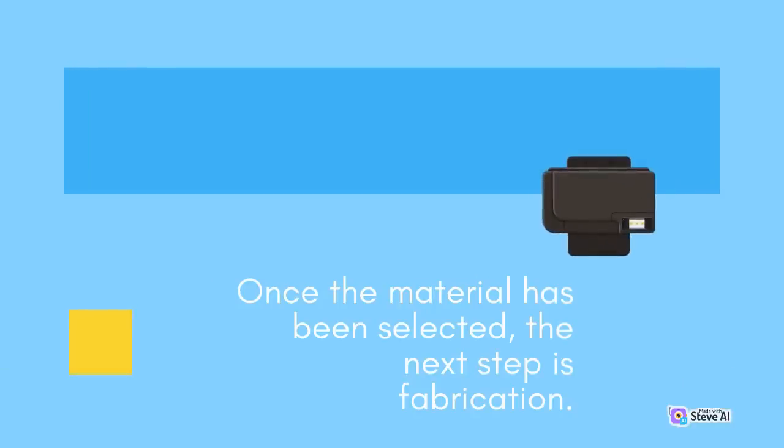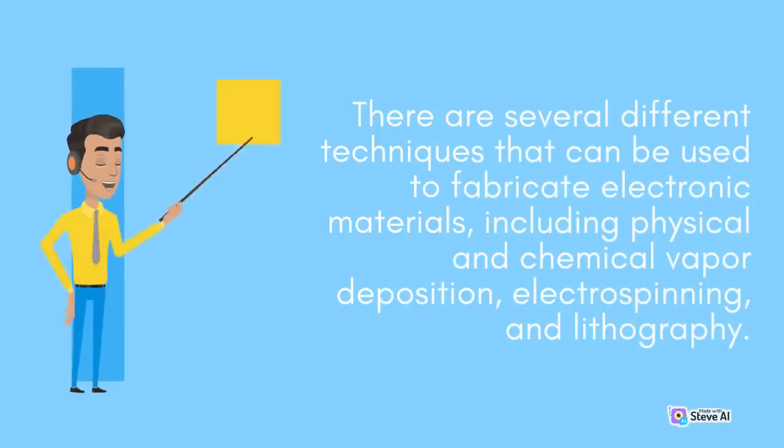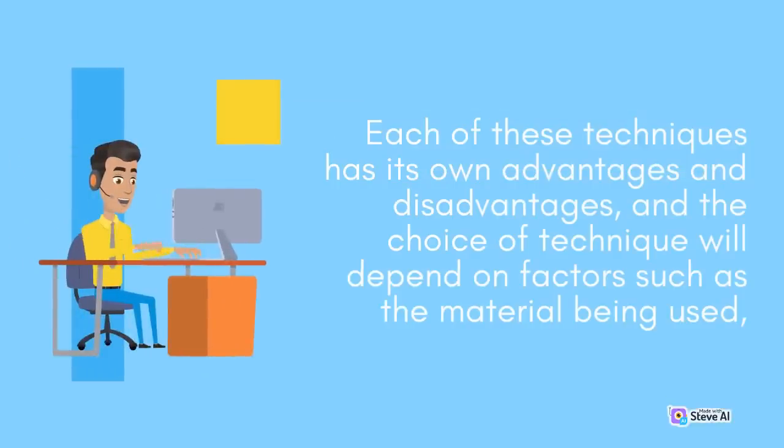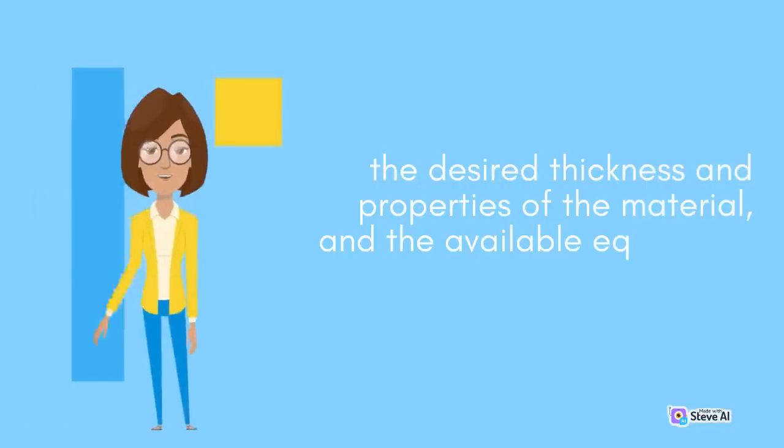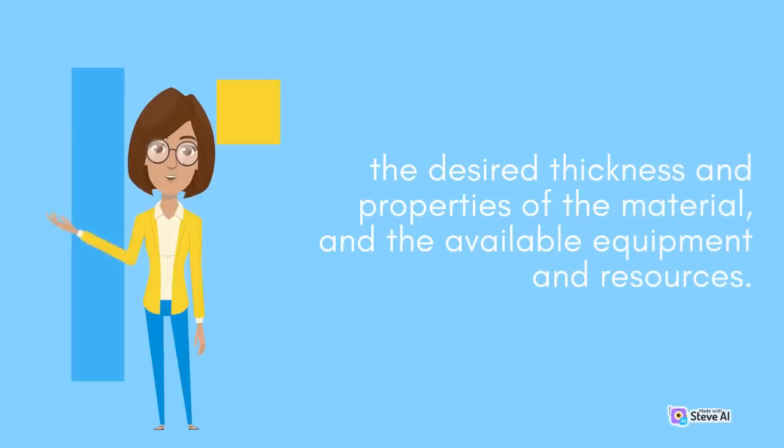Once the material has been selected, the next step is fabrication. There are several different techniques that can be used to fabricate electronic materials, including physical and chemical vapor deposition, electrospinning, and lithography. Each of these techniques has its own advantages and disadvantages, and the choice of technique will depend on factors such as the material being used, the desired thickness and properties of the material, and the available equipment and resources.